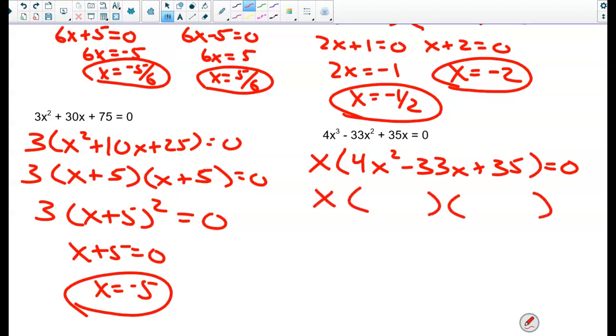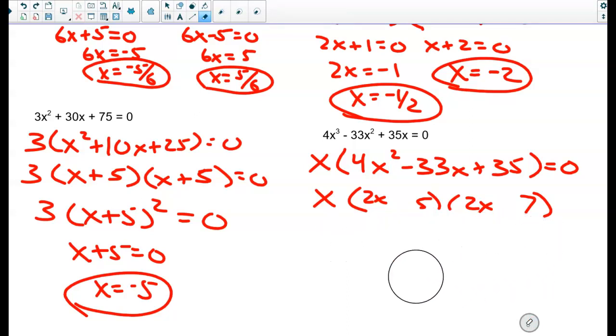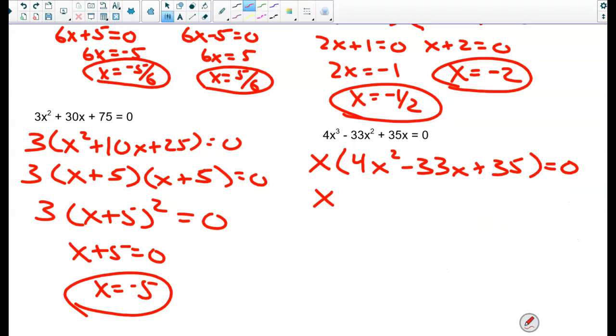Okay? If I try 2x and 2x, watch what happens. I can put the 5 and 7 anywhere. But I get 14x and 10x. That gives me 24x. That's no good. And 7 and 5 switching them is not going to make any difference. If I try 35 and 1, my other factors of 35 are 7 and 5. I ended up with 70x and 2x. That's no good. So if that doesn't work, well, I have another option for 4x.